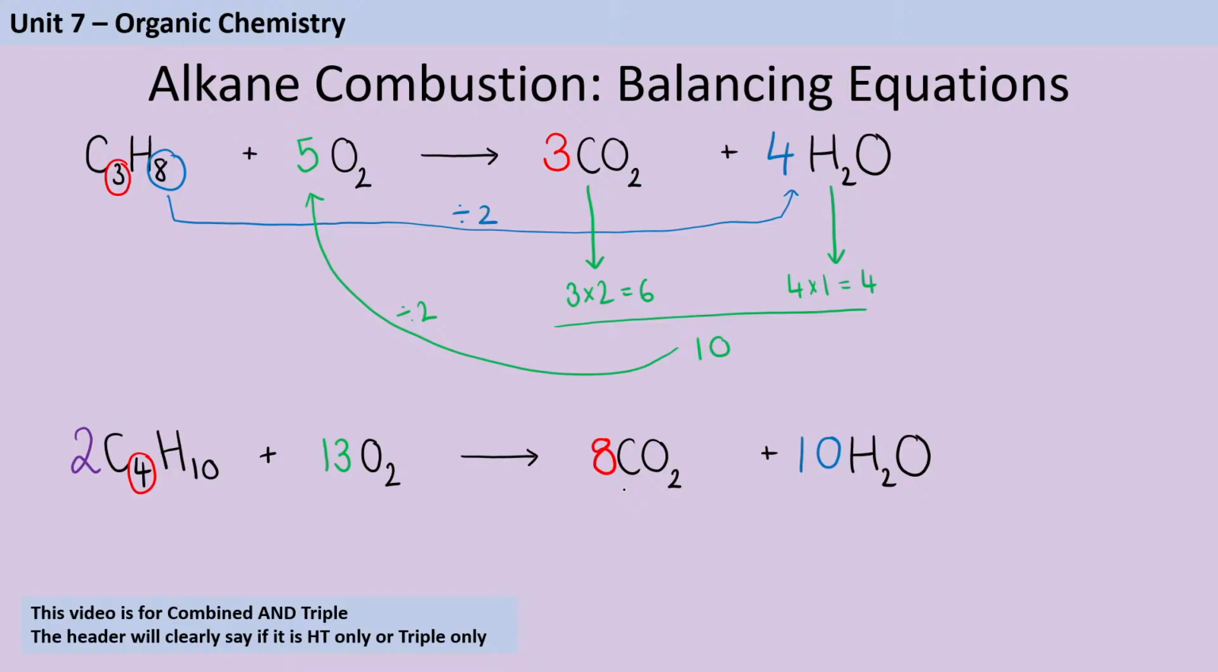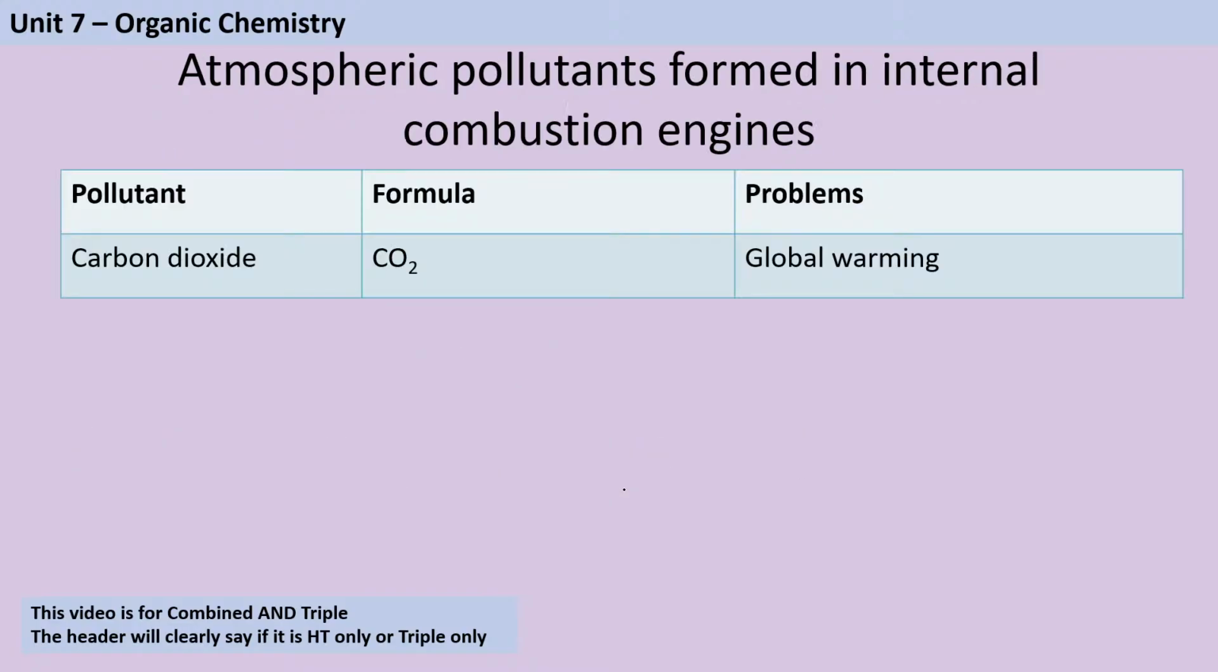So you can see there, if I hadn't doubled that butane, then I would end up with 6.5 moles of oxygen, which is just a little bit confusing. Okay, so you also need to know about some of the problems with using hydrocarbon fuels. So there are various pollutants that are released when fuels are burned. Remember, you can never just say a pollutant is released, a gas is released, something bad is released. You need to be naming things.